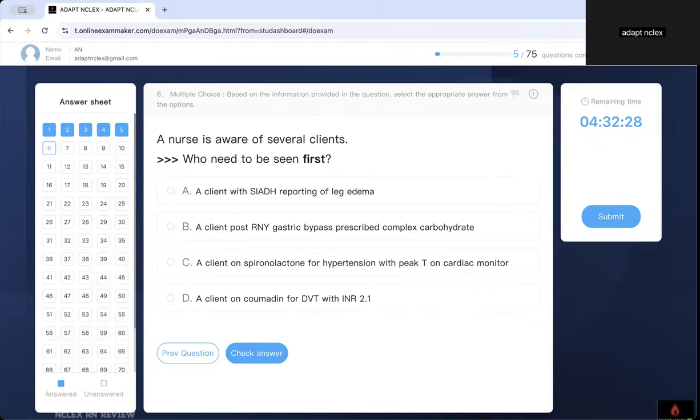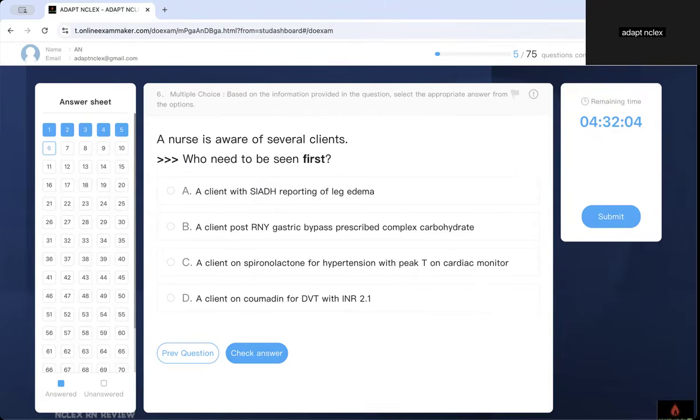Spironolactone, potassium sparing. I see EKG changes no matter what. No matter what medication you're taking, if you take it and the EKG changes, we have a problem. You are being sharp, right? Electrolyte. Gastric bypass, what do they need? They should avoid dumping syndrome. What should they avoid? Simple sugar. It's on carbohydrate, complex. Good.